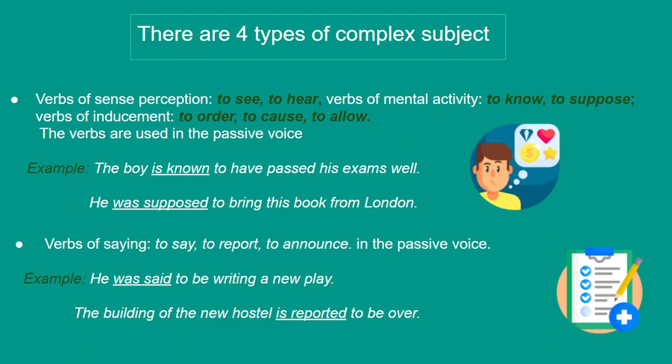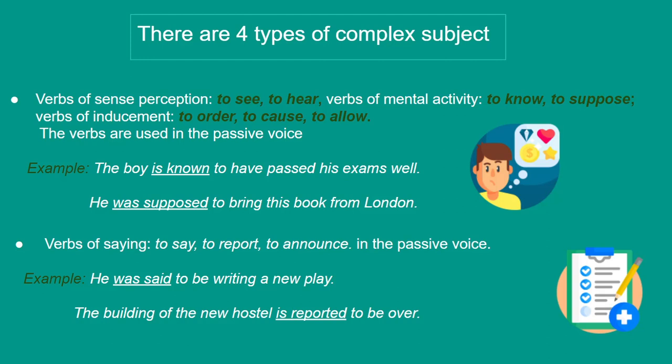Verbs of sense perception: to see, to hear. Verbs of mental activity: to know, to suppose. Verbs of endorsement: to order, to cause, to allow. These verbs are used in the passive voice. For example, the boy is known to have passed his exams well. He was supposed to bring this book from London.